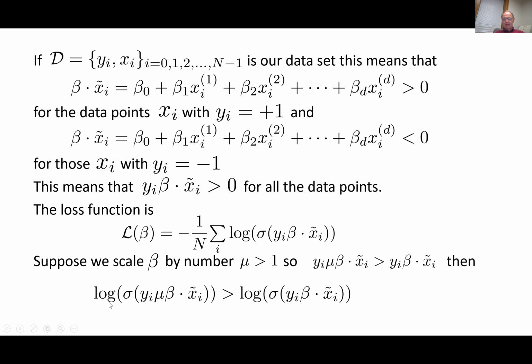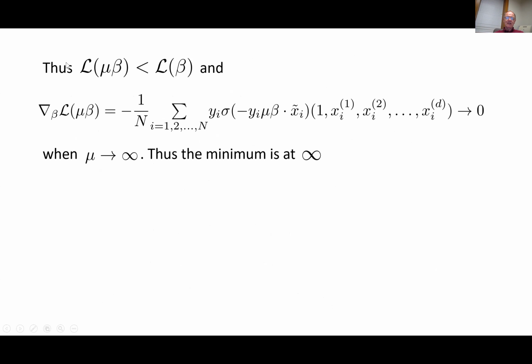The logistic function is an increasing function, and the log function is also an increasing function. So log of sigma of this scaled thing will be bigger than the original thing. If you make beta larger, then the log of sigma of this thing will also be larger. But there's a minus in front of the loss function, so if these things are larger, then minus of them will be smaller. This means that the loss function of the scaled beta, mu beta, is less than the loss function of beta. And of course you can multiply by larger and larger mu, so the loss function will just keep decreasing forever. And so there's no minimum. It can't be.